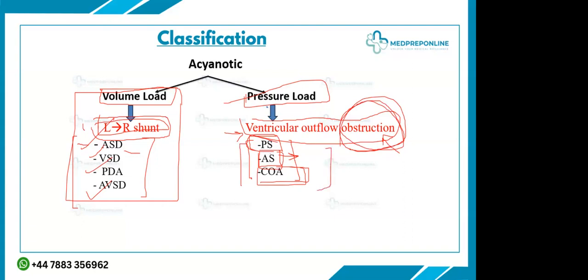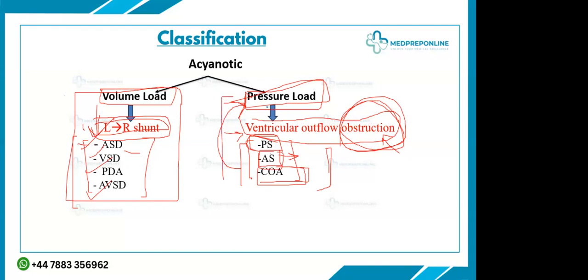The degree of obstruction will classify the pressures: high pressure, moderate pressure, or mild pressure overload in the heart and the lung accordingly. So acyanotic congenital heart diseases are divided on the basis of volume overload and pressure overload. Among them, the volume overload is basically because of left to right shunt: ASD, VSD, PDA, and AVSD. We will talk about each of these one by one.